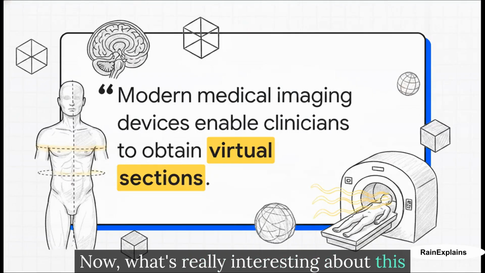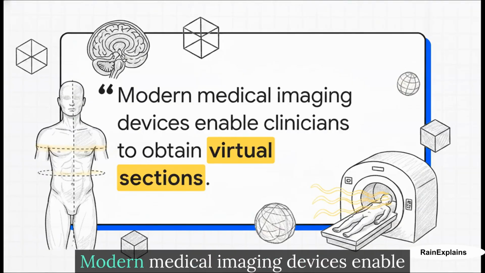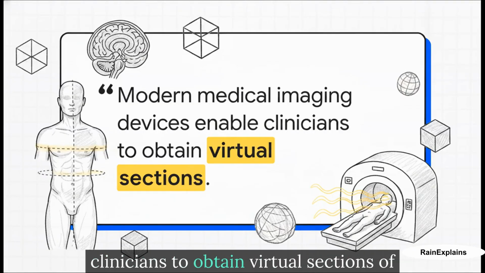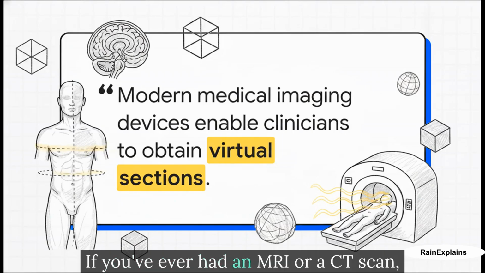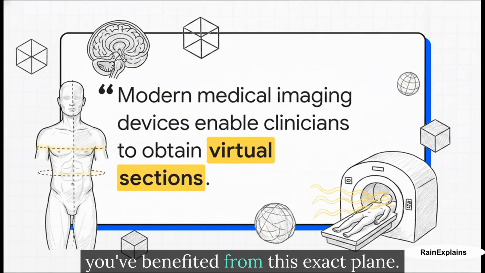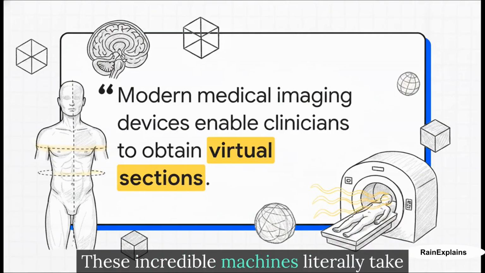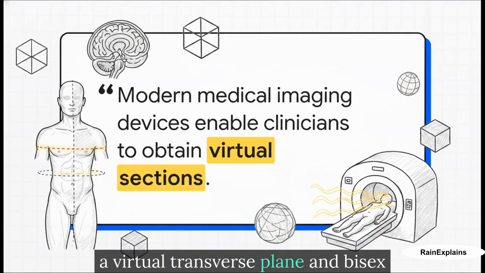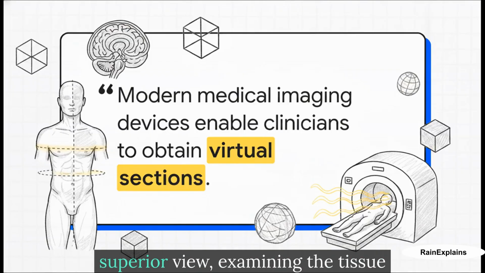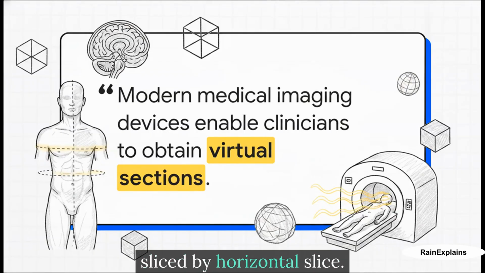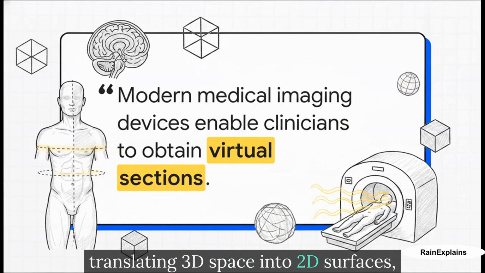Now, what's really interesting about this is how it directly bridges foundational anatomy with modern, life-saving medicine. Modern medical imaging devices enable clinicians to obtain virtual sections of living bodies, and of course, we call these scans. If you've ever had an MRI or a CT scan, you've benefited from this exact plane. You're looking directly at applied transverse anatomy. These incredible machines literally take a virtual transverse plane and bisect structures, like the brain, horizontally. This allows doctors to look down from a superior view, examining the tissue slice by horizontal slice. It really is the ultimate culmination of translating 3D space into 2D surfaces.